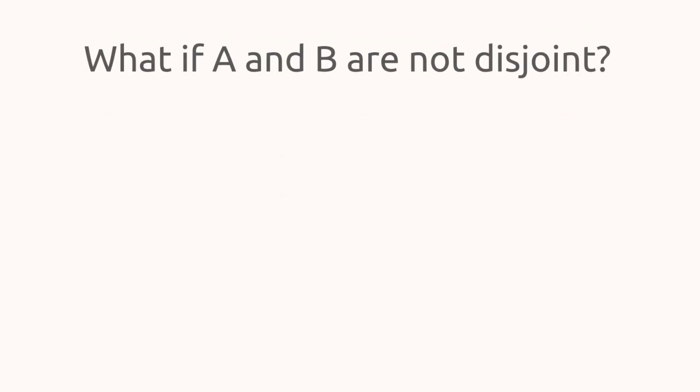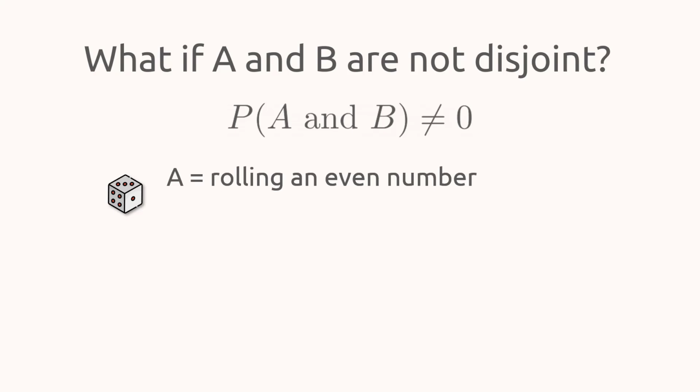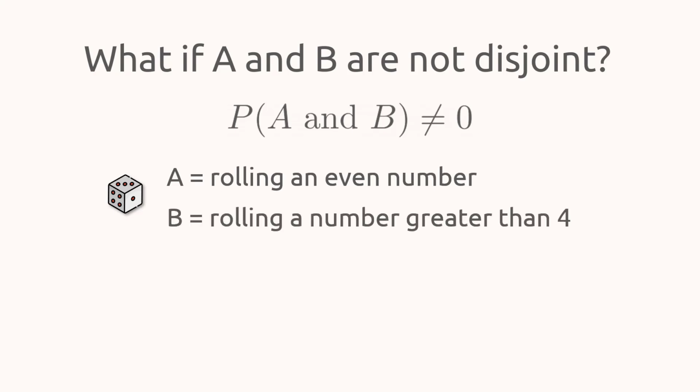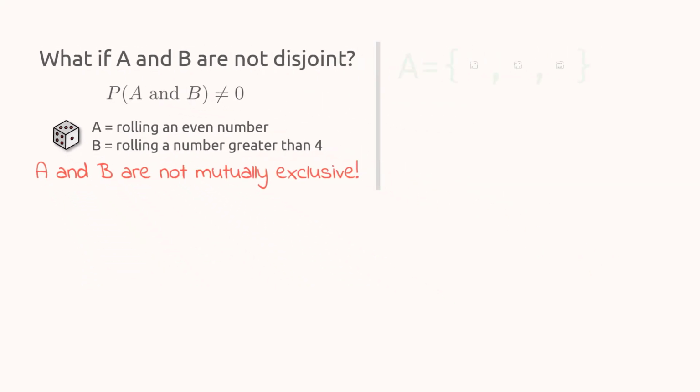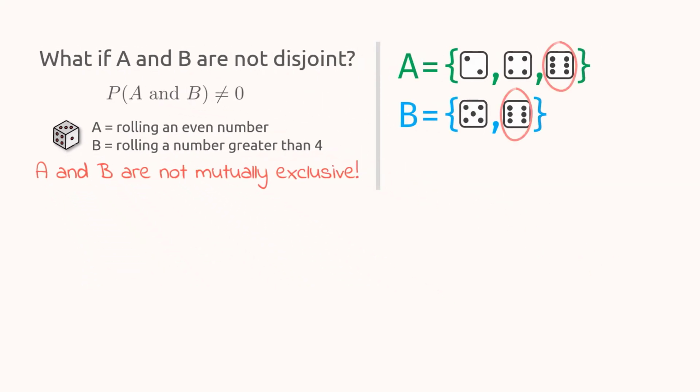Oftentimes, A and B are not disjoint. And so, P of A and B is not 0. Say we roll a fair die. Rolling an even number and rolling a number greater than 4 are not mutually exclusive. Looking at the outcomes, notice that 6 is an outcome in both events because it's an even number and greater than 4 at the same time.